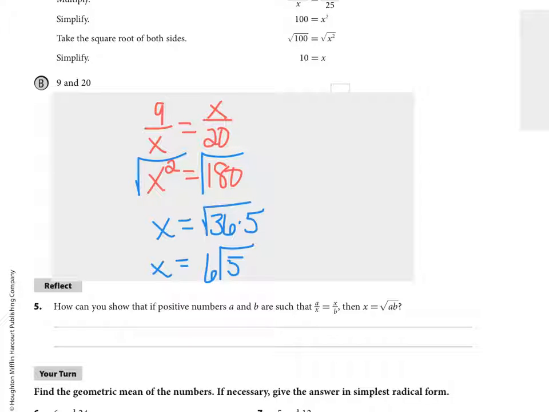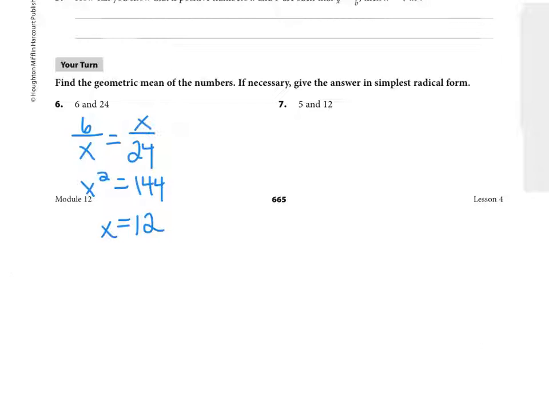I want you to try the next one at the bottom of this page, number 6, and then come back and check your answer. All right, you should have put 6 is to x equals x over 24. X times x is x squared. 6 times 24 is 144. You take the square root of both sides, and you get 12.